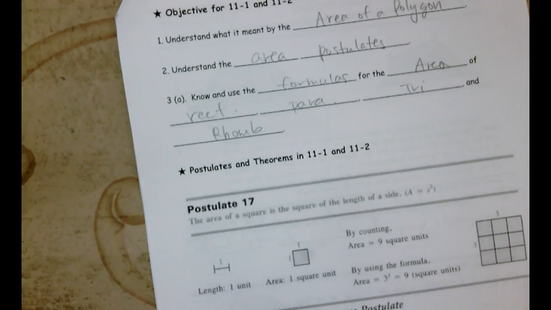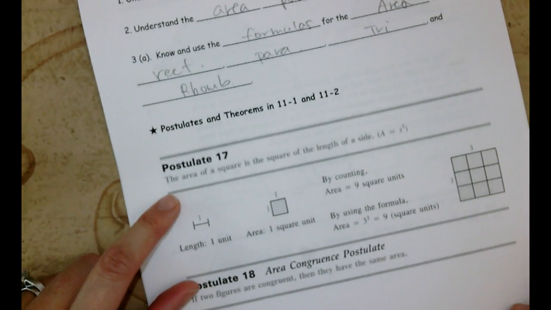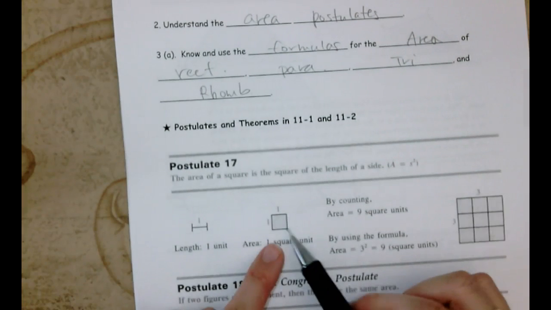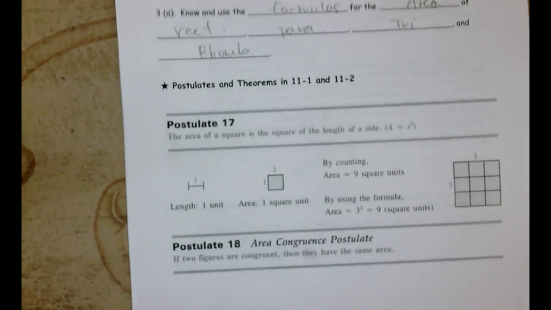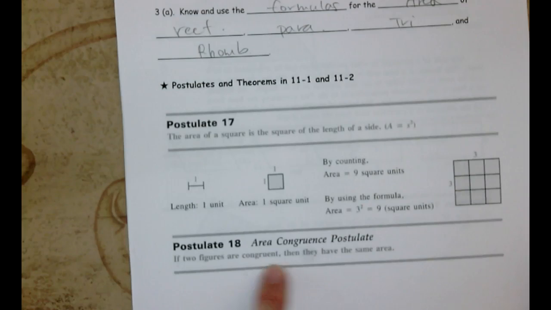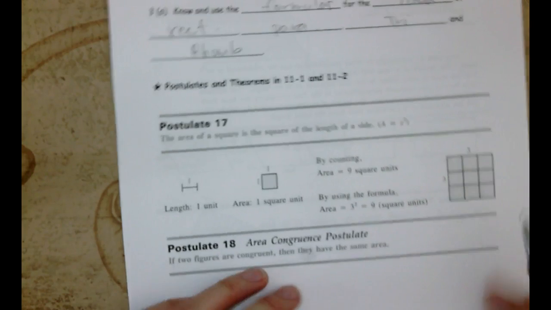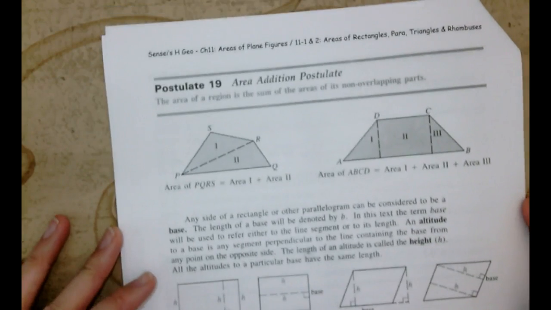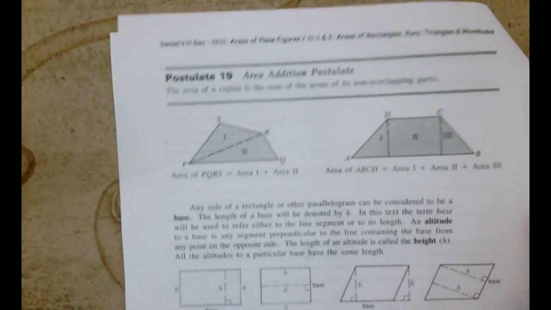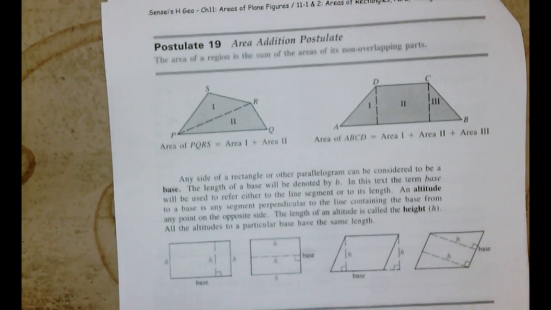Okay, alrighty. So the postulate 17: the area of a square is the square of the length of the side. Area of a square, it's like a rectangle, it's the base times height, but it's the same length. It's the square of the side. Area congruence postulate: if 2 figures are congruent, then they have the same area. These are postulates. All right, area addition postulate: you can add areas, and that's the area of the whole together. Common sense, really. The postulates are supposed to be common sense.